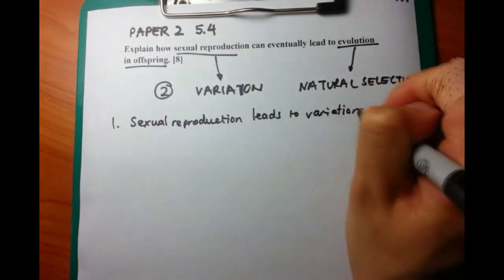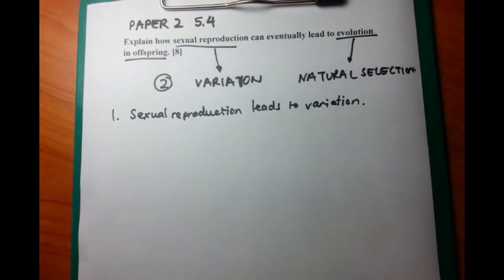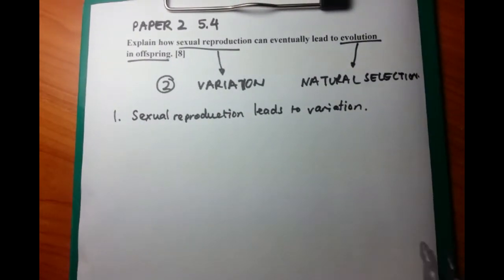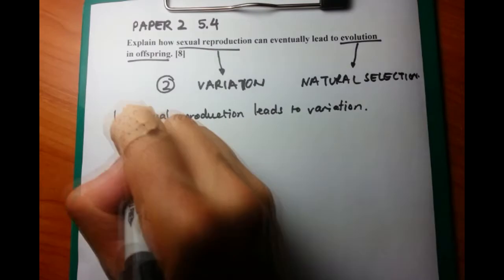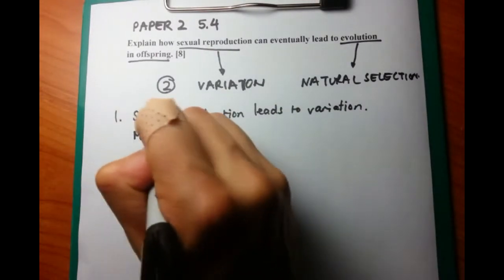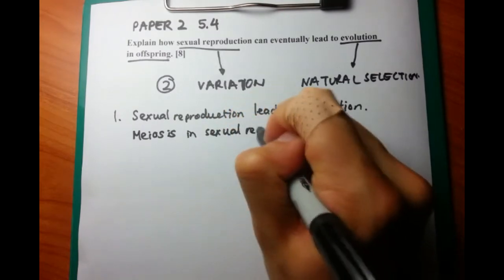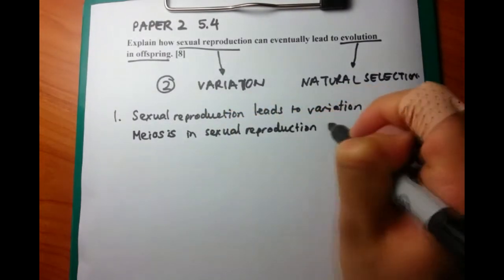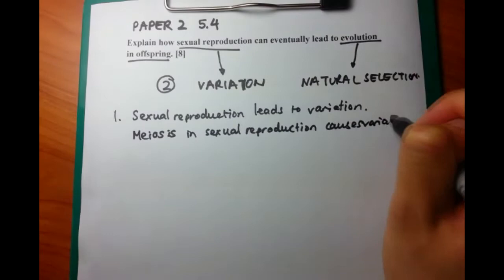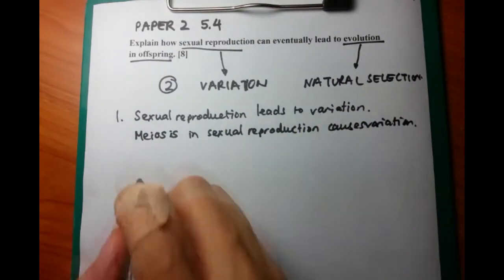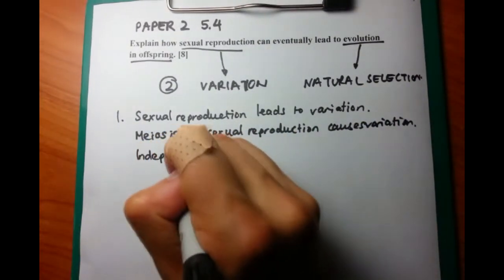So let's talk about the first thing, which is variation. Well, sexual reproduction leads to variation, and this is through actually 4 different mechanisms. The first one is through meiosis. And I suppose it's not actually 4, it's actually 3, and meiosis covers a couple of those different points. So the second point we're going to talk about is meiosis in sexual reproduction causes variation.